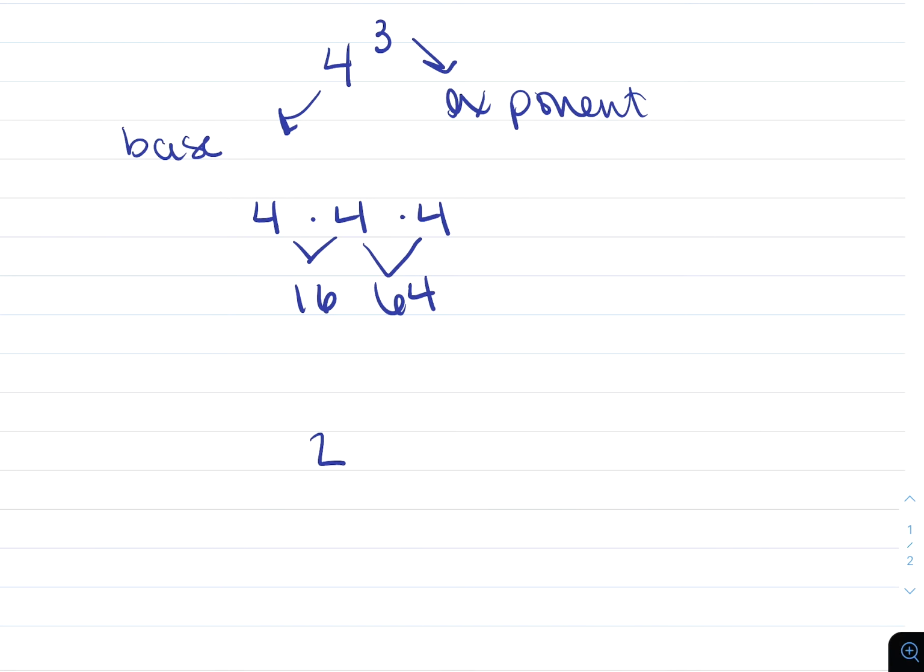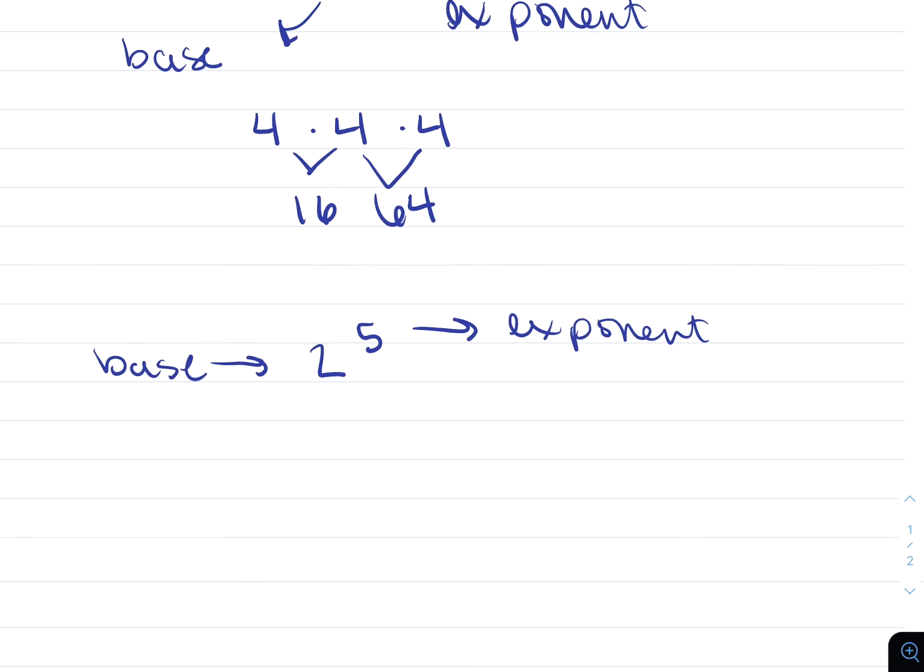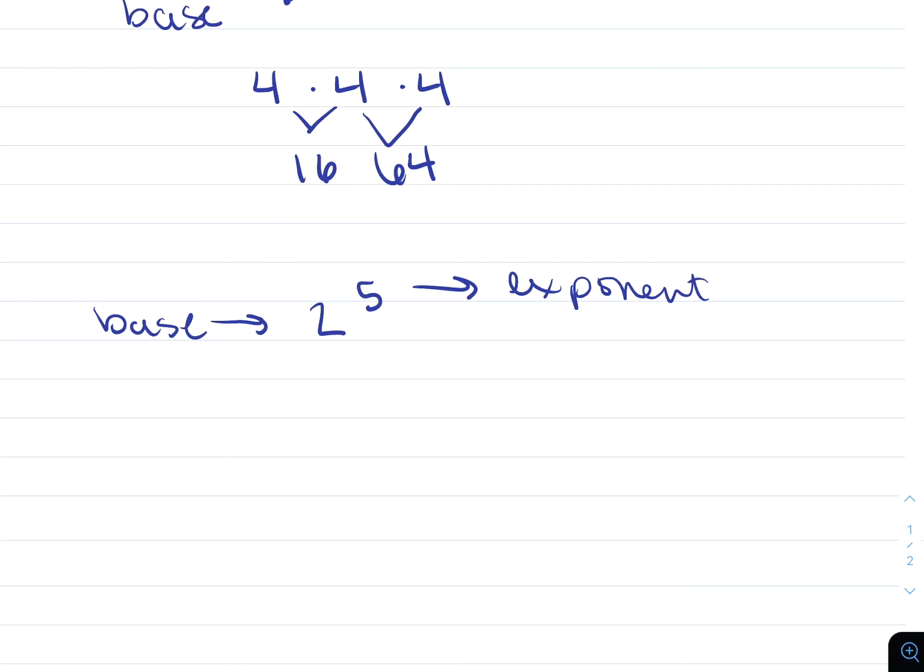Okay, let's look at another one. Let's look at 2 raised to the 5th power. So again, 2 is our base. 5 is our exponent. So we write that 2 times 2 times 2 times 2 times 2. So let's count, make sure that we have 5 of them. 1, 2, 3, 4, 5.